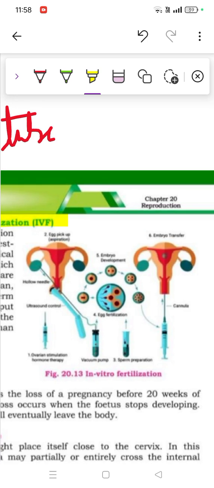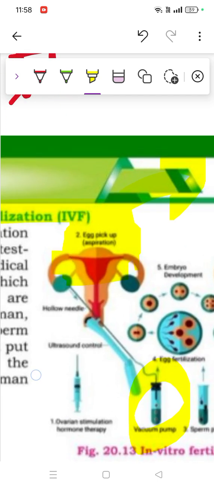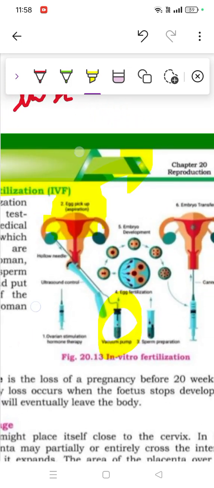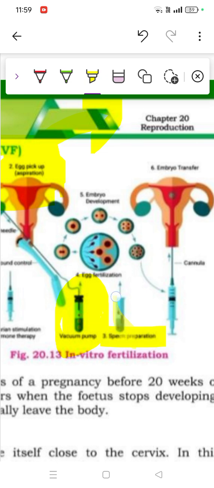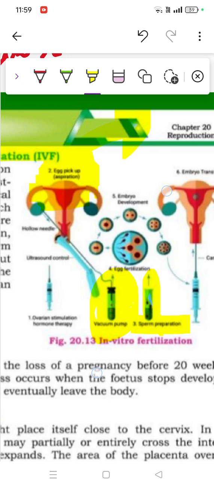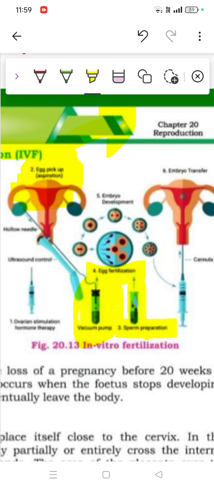First thing, we'll take a vacuum pump. Secondly, we'll take an egg from the woman's body, and taking up the egg is called aspiration. The first step is to take this syringe-like vacuum pump, then we take the egg, which is called aspiration. Thirdly, we do sperm preparation, where we add sperm into that. The fourth step is egg formation, which is for egg fertilization.